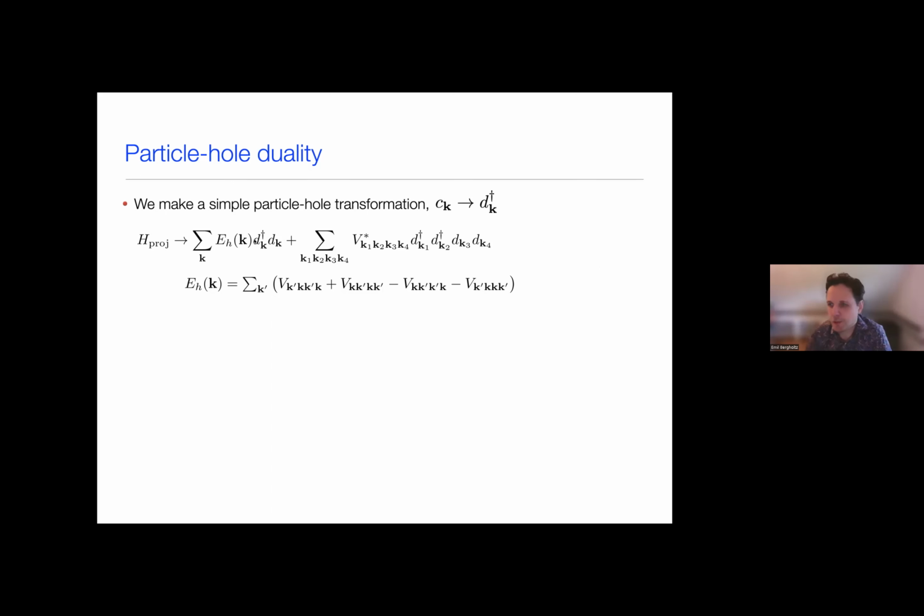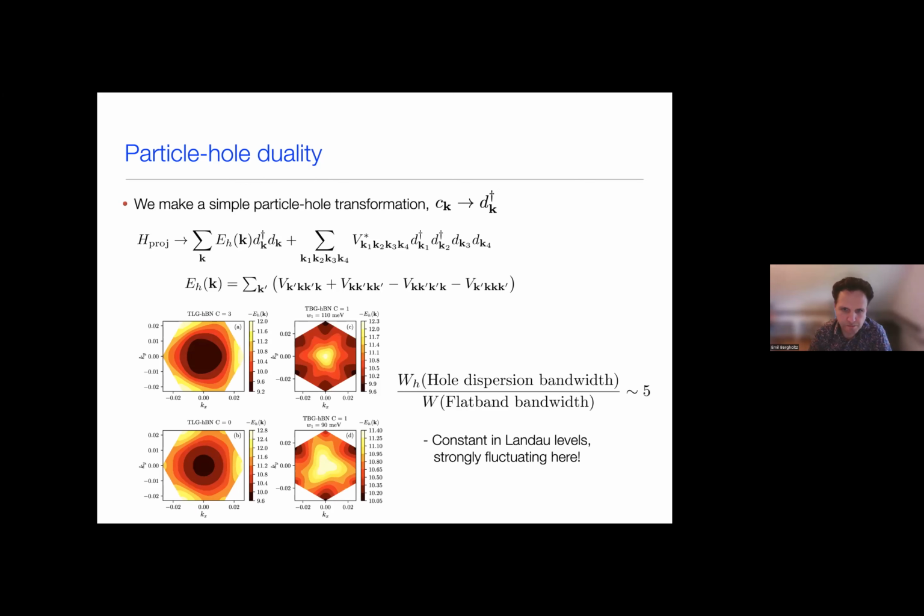But since we need to normal order it again, we pick up a term from commutators, a single particle term. You can explicitly calculate this, and it becomes a combination of these matrix elements from the interaction. So it's a dispersive term, in principle, that's dependent only on the interaction. If there was no interaction, this would be just 0. And when one plots this, one finds that it's quite strongly varying.